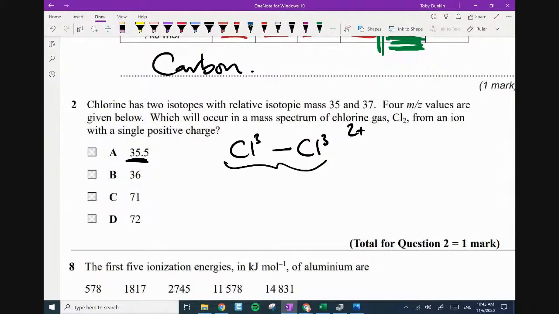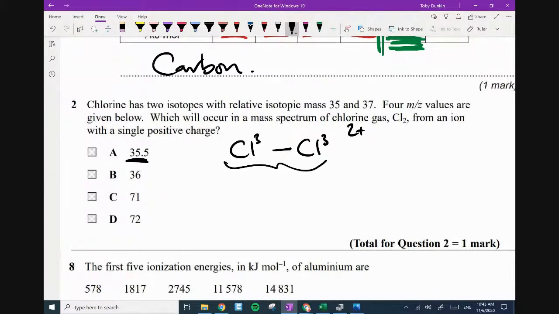Oh, that's weird, isn't it? So hang on a minute. Could I get it from a +1? Hang on a sec. Can I get 35.5 in chlorine gas if I had a +2? I thought 35 plus 37 divided by 2 gives me 36. Oh, you can't get it. Can you get 35.5? I thought you could. No, because they're just going to be bonded together. No, you cannot get 35.5.